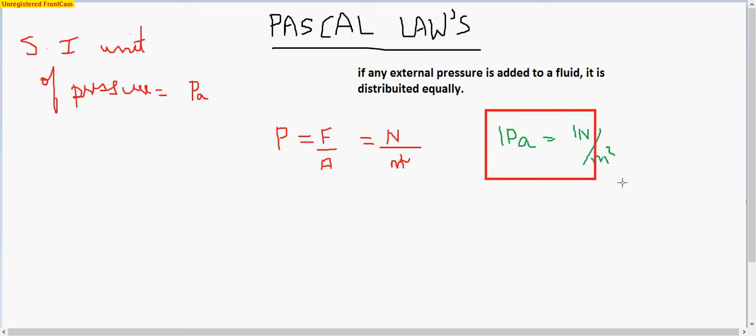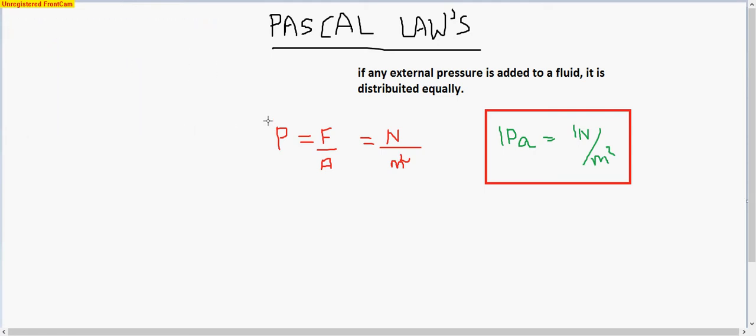It is quite important because you might sometimes feel that 1 Newton per meter square is not 1 Pascal, and that 1 Pascal is something different, and you often get confused with atmospheric pressure. Let me rub this off.